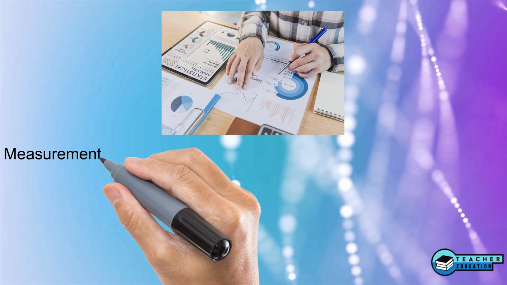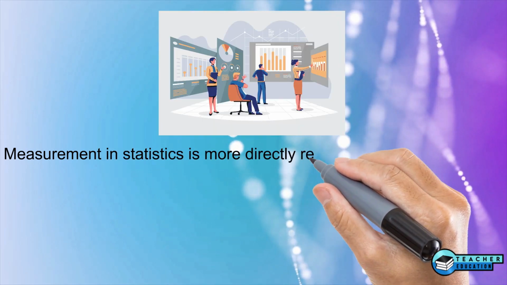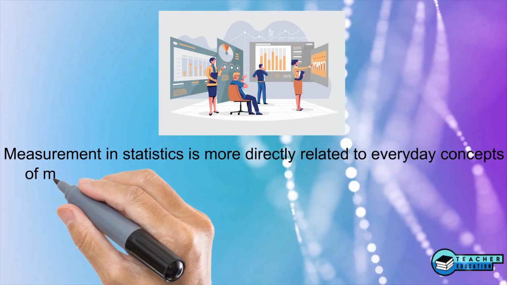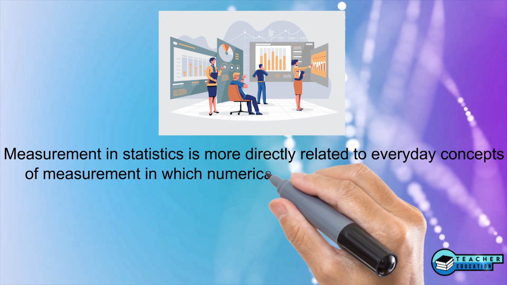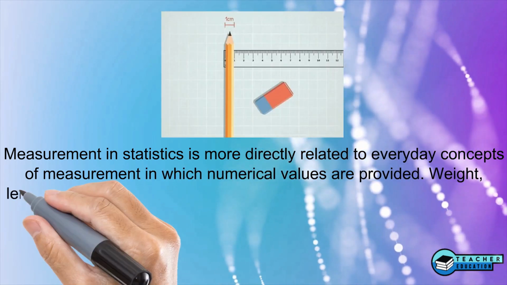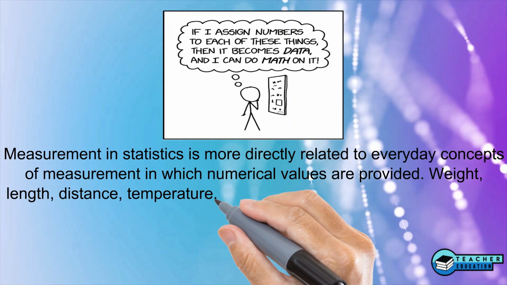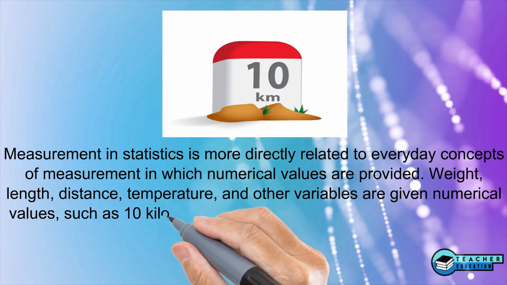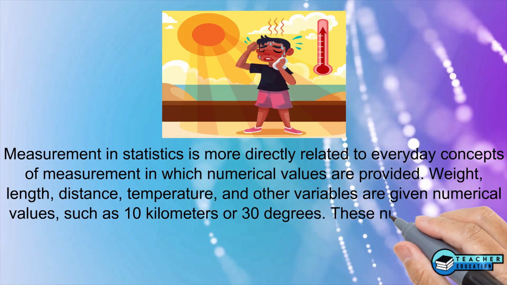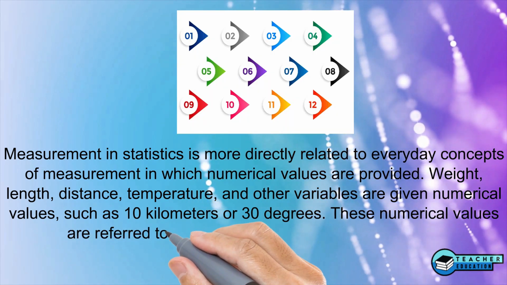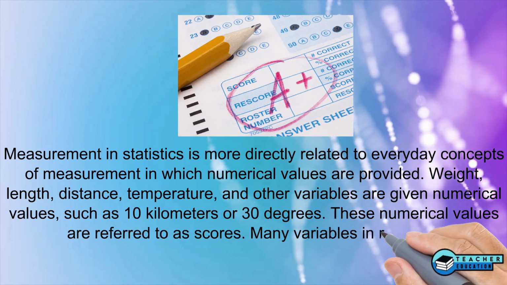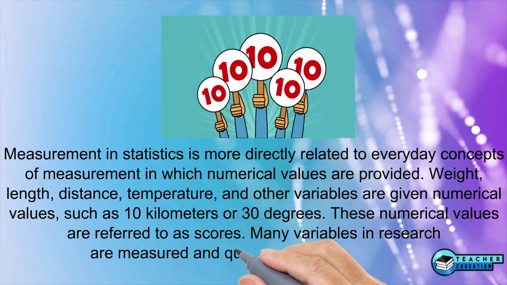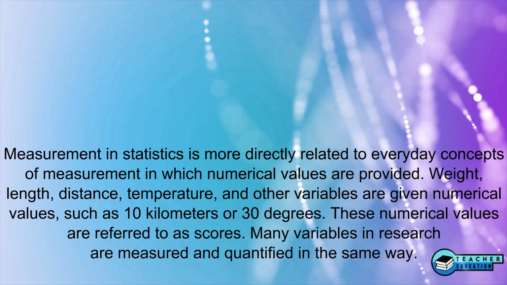Measurement in statistics is more directly related to everyday concepts of measurement, in which numerical values are provided. Weight, length, distance, temperature, and other variables are given numerical values such as 10 kilometers or 30 degrees. These numerical values are referred to as scores. Many variables in research are measured and quantified in the same way.